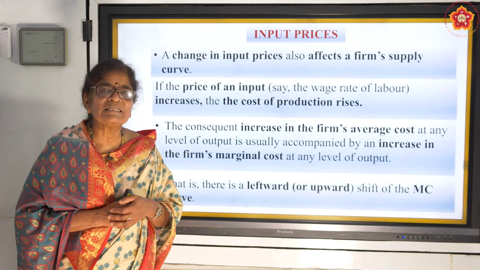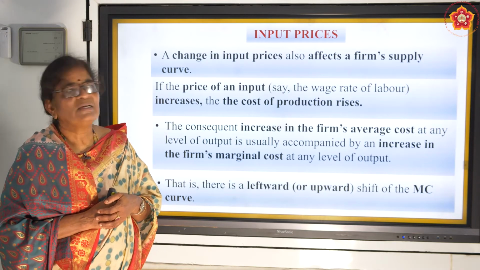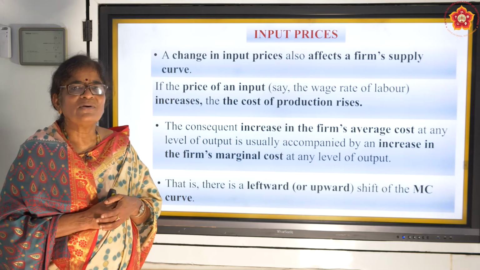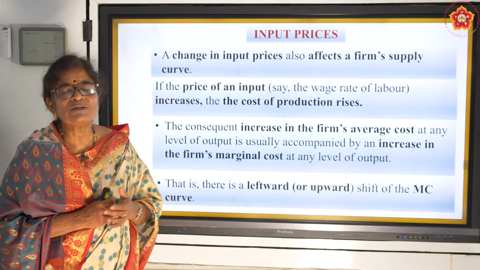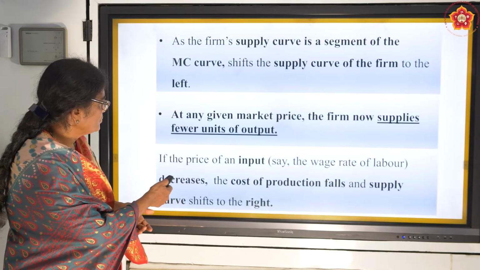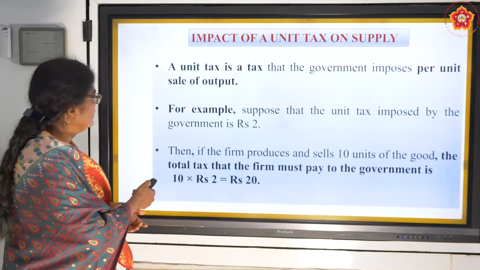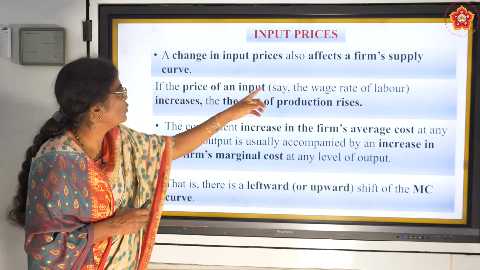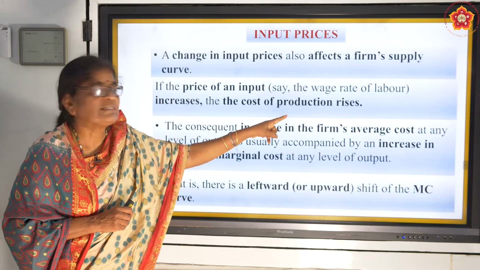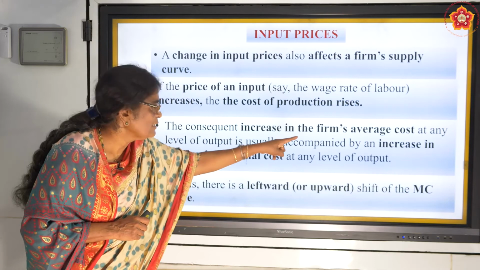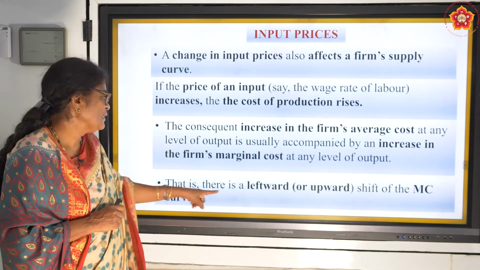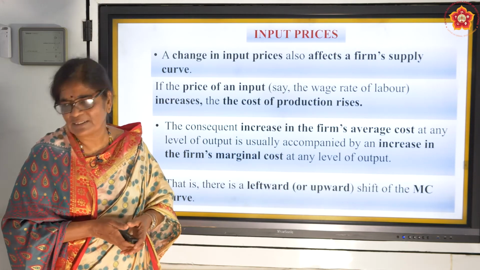When both costs increase, what will happen to the supply curve? We have seen that the supply curve is nothing but a part of the marginal cost curve. Therefore, when input prices increase, marginal cost increases; therefore, what will happen to the supply curve? You can see that a change in input prices also affects the supply curve. If the price of an input increases, the cost of production rises. The consequent increase in the firm's average cost as well as marginal cost will occur at any level of output. That is, there is a leftward or upward shift in the marginal cost curve.